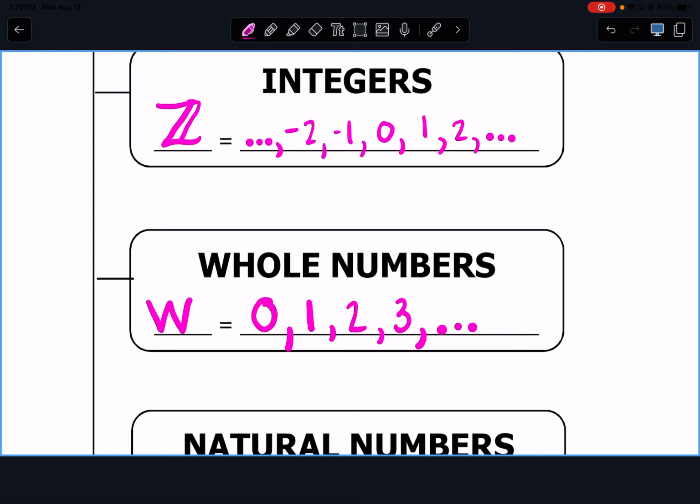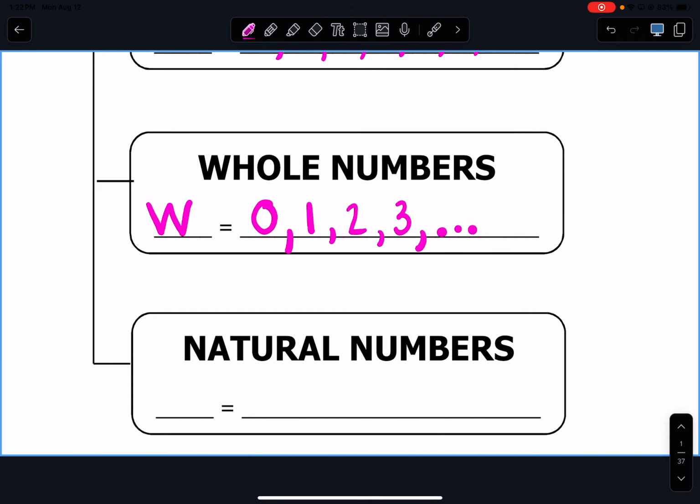So they are just the positive sides of it. Then we have natural numbers, which is N. And those are going to be 1 and up.